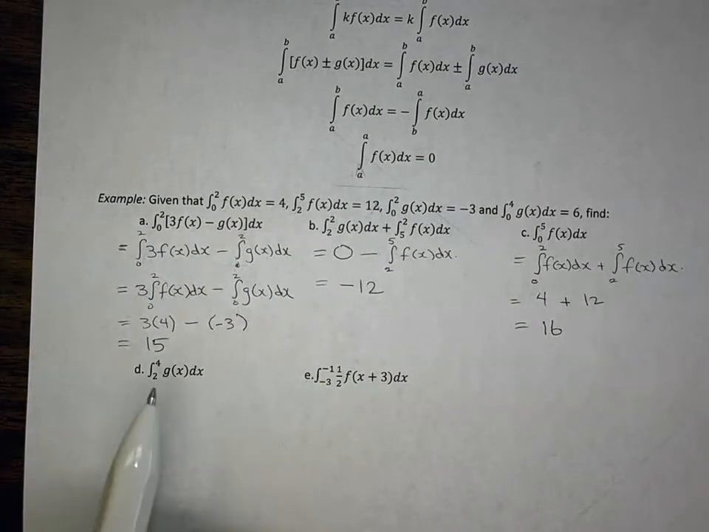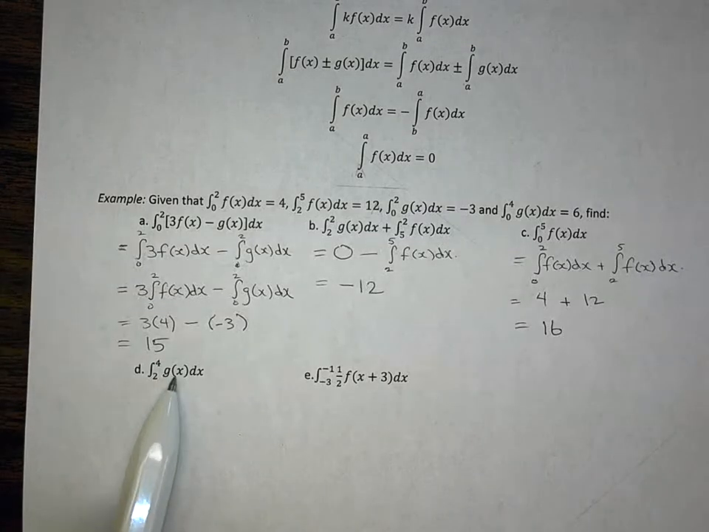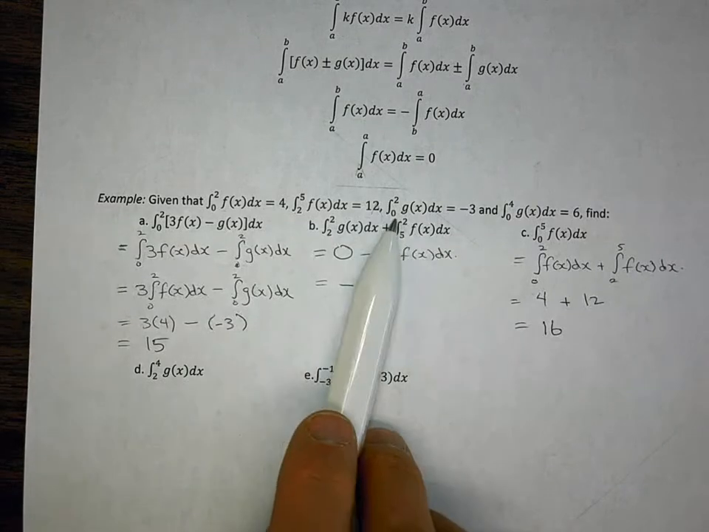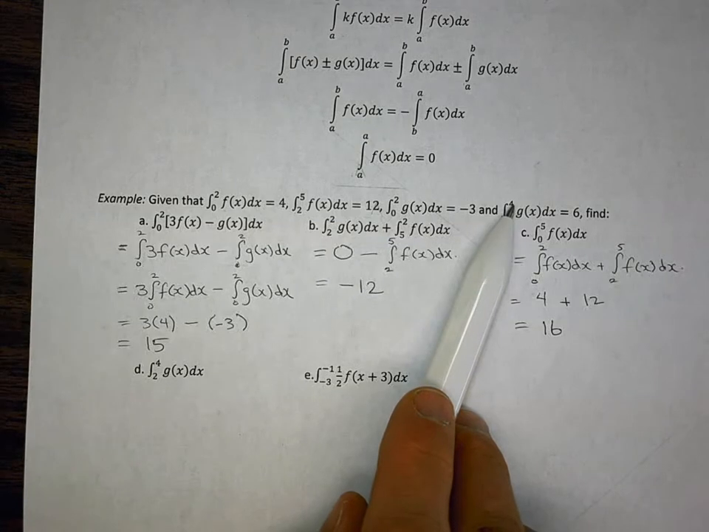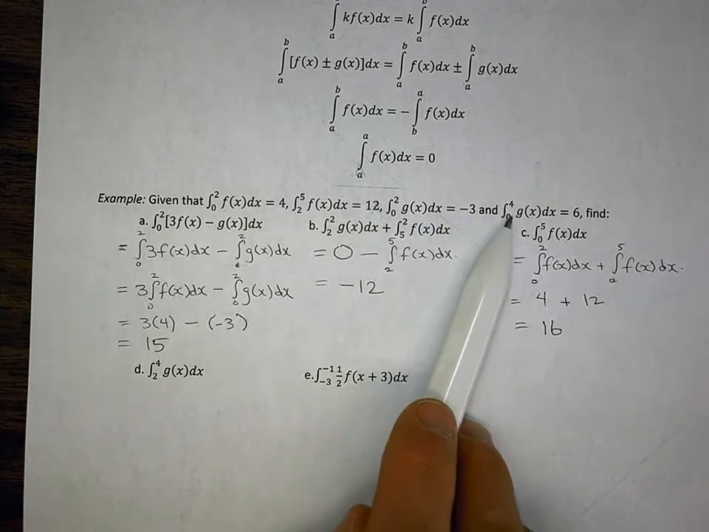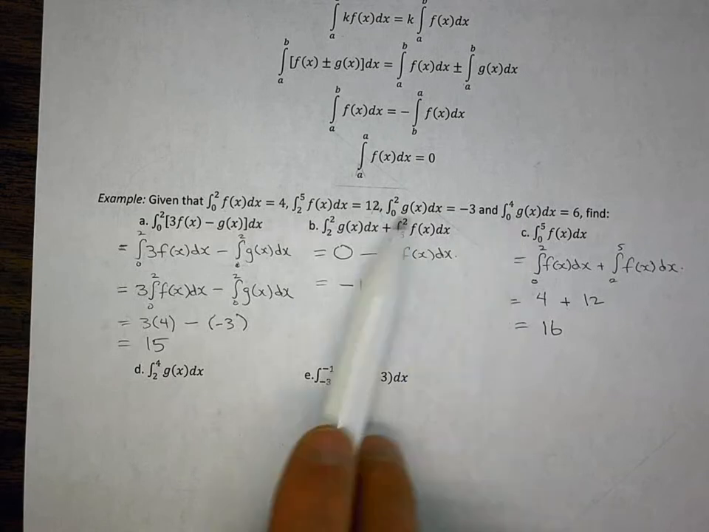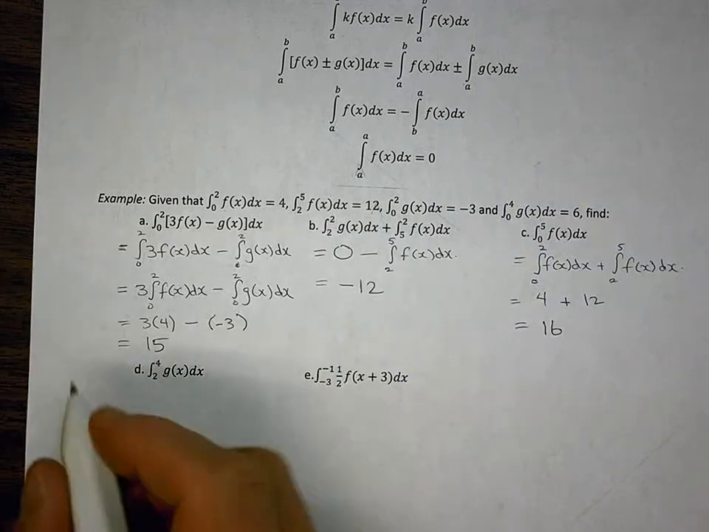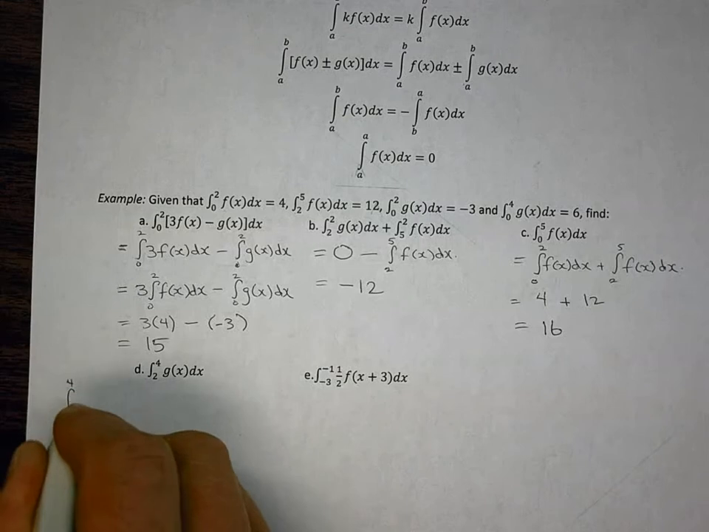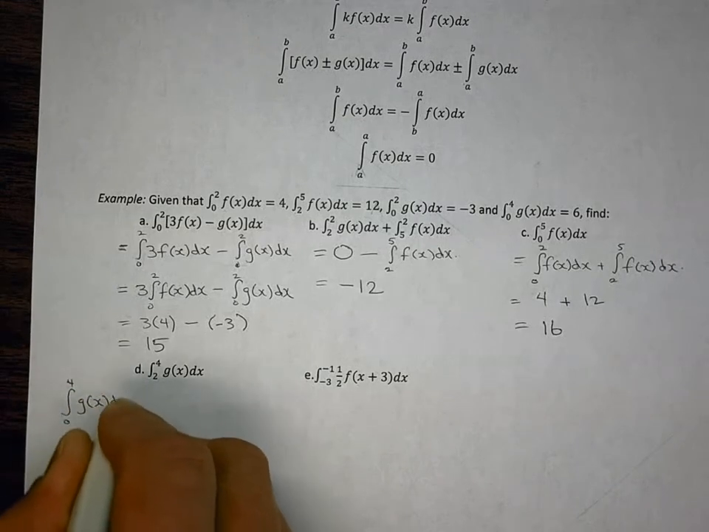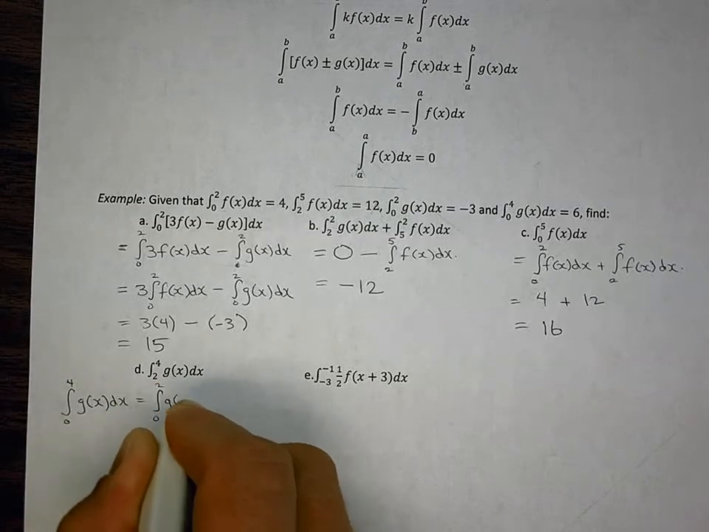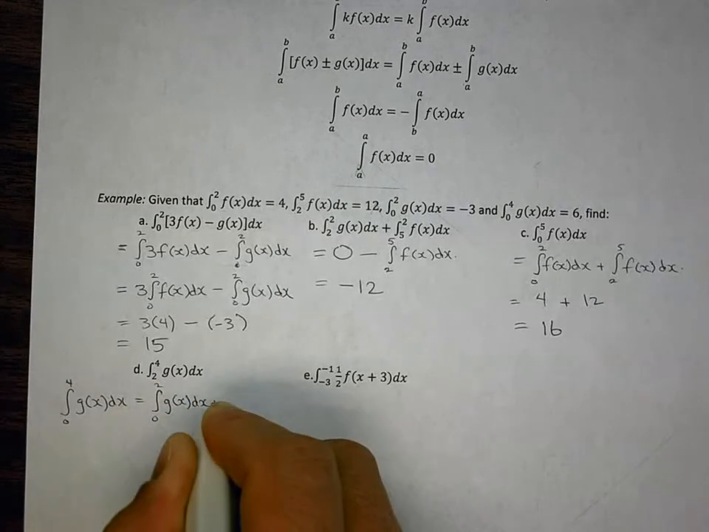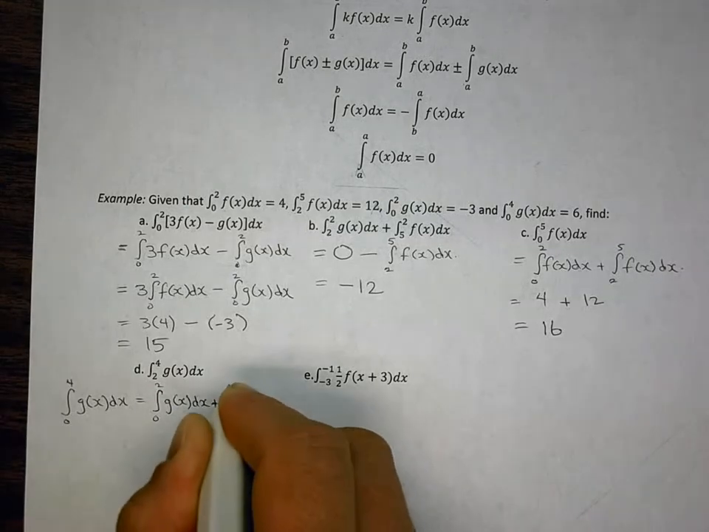Next one, okay. We want to find out the integral of g, or the area underneath g, from 2 to 4. Now I've been given from 0 to 2 and 0 to 4. So you have to imagine that if I could only subtract this area from this, I would be able to figure out this area. In other words, think of it this way. The area underneath g of x from 0 to 4 is equal to the area underneath g of x from 0 to 2 plus from 2 to 4.